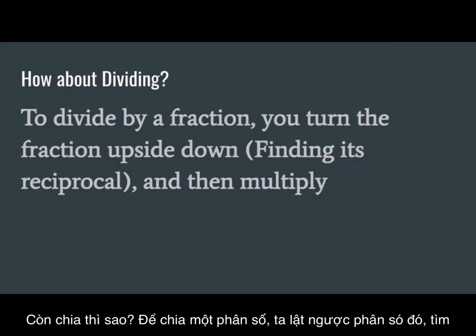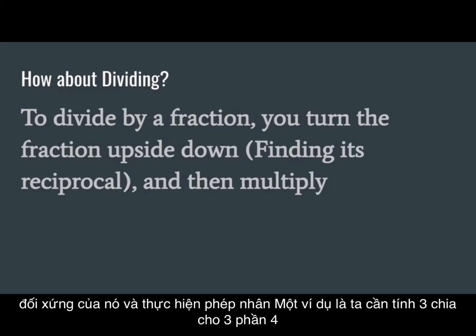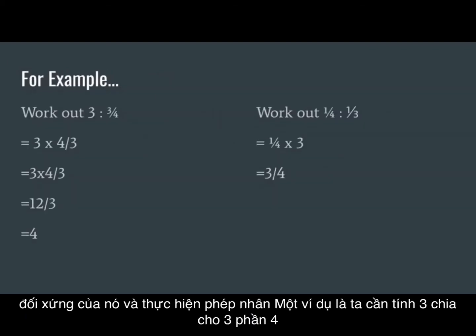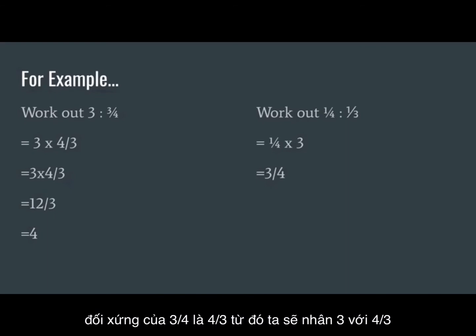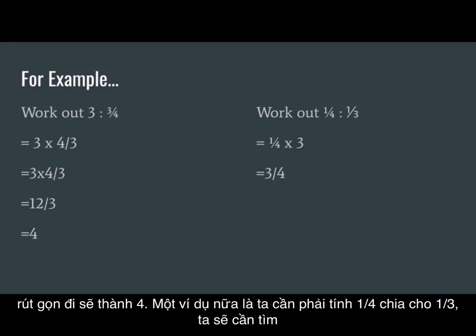How about dividing? To divide by a fraction, you turn the fraction upside down, finding its reciprocal, and then multiply. For example, we need to work out 3 divided by 3 over 4. So that means the reciprocal of 3 over 4 is 4 over 3. So that means we take 3 multiplied by 4 over 3, and we do simple math, and that gives us 12 over 3, and that means 4.